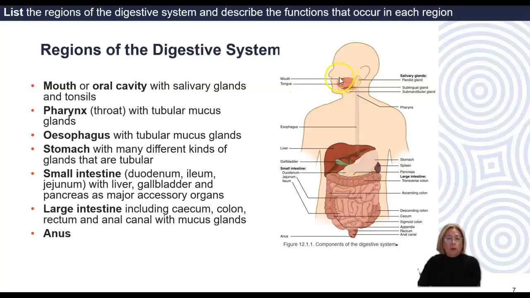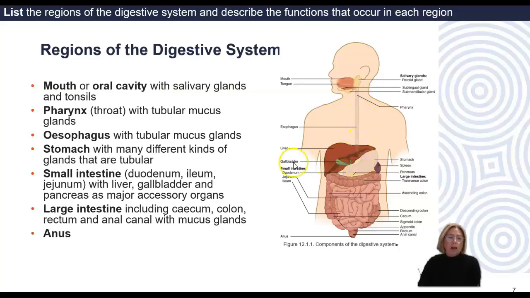So if we look at the components of the digestive system now, firstly, we have the mouth or the oral cavity. And then it has these accessory glands called the salivary glands that produce saliva. And also, the tonsils are associated with the oral cavity too. Then we move down to the pharynx or the throat with tubular mucus glands. Now you're going to hear me talking about mucus a lot in the digestive system. It has several functions that we'll get onto in a minute. We have this straight tube then called the esophagus. It also has tubular mucus glands, and it transports swallowed food from the pharynx to the stomach.